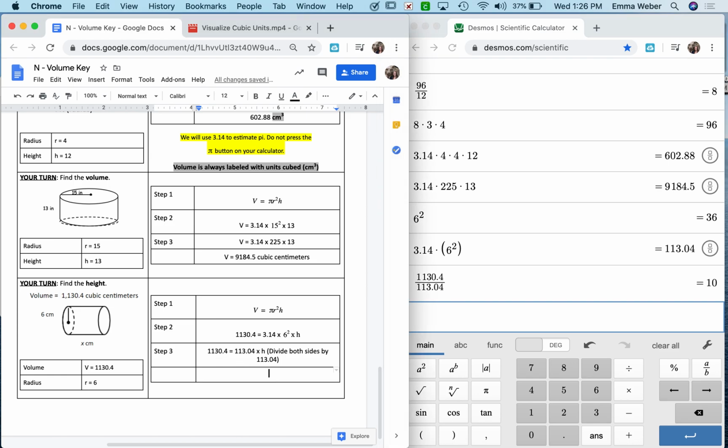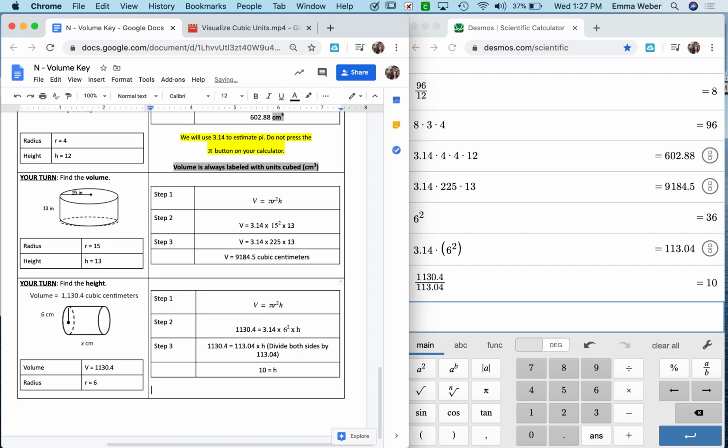So on this side, I get 10. And then over here, if I divide 113.04 times h divided by 113.04, you're taking that number and dividing it by itself. That gets you 1, and 1 times h would just be h. So 10 equals h, which means the height is 10, and we were measuring in centimeters.